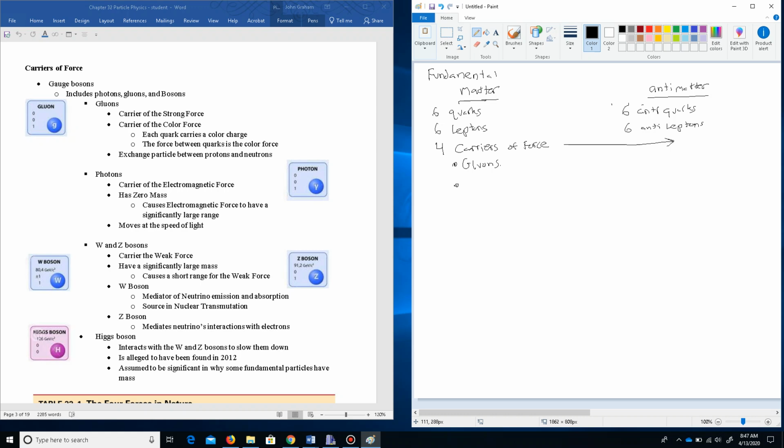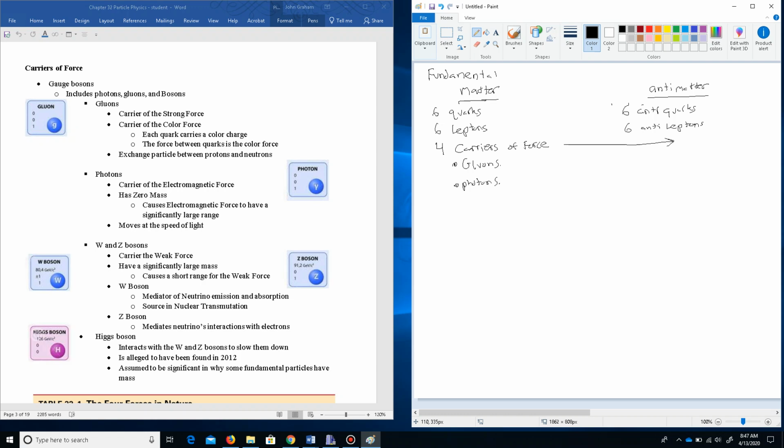Then we have photons. These are carriers of the electromagnetic force. Has 0 mass and causes the electromagnetic force to have a significantly large range, and it moves at the speed of light.